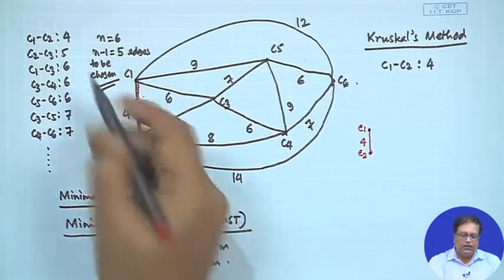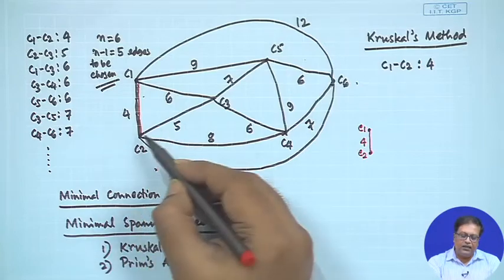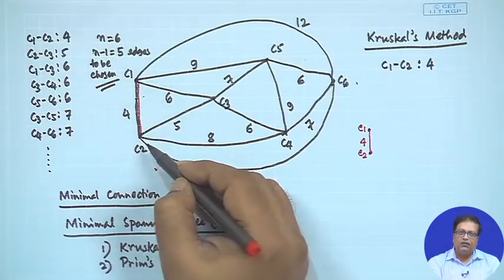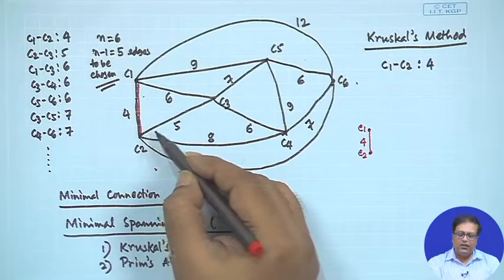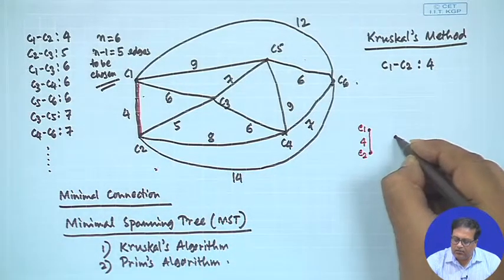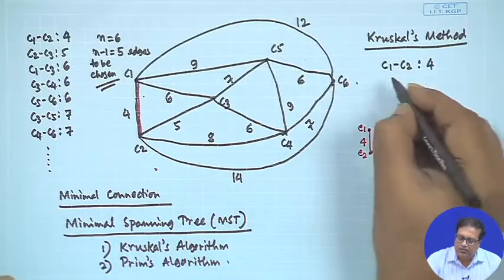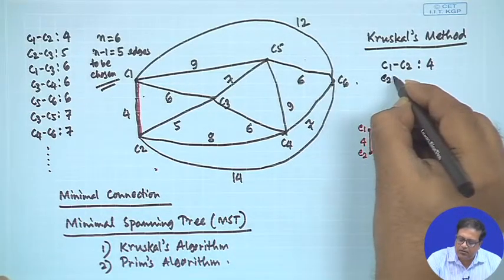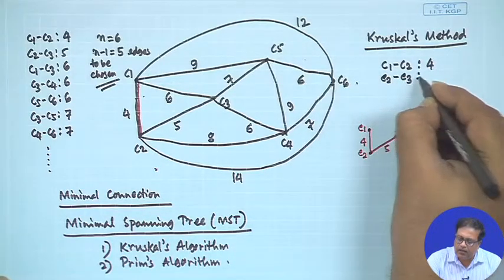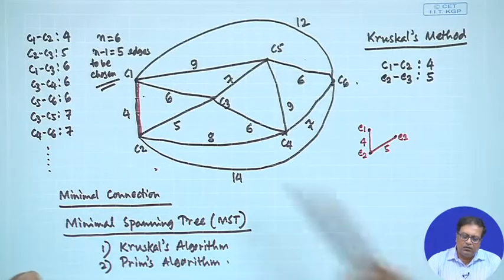Next one, we look at the list. So, next one is C2, C3, that is 5. Should we choose it? Does it make any circuit with the already selected one? Answer is no, it does not make any circuit with the already chosen one. So, we can choose C2, C3, 5, and we can put it here also, C2, C3, 5. So, 2 are chosen, only 3 more are to be chosen.